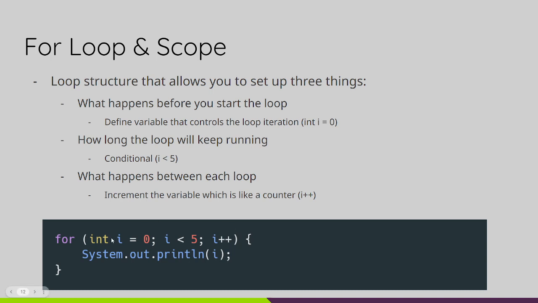So this runs before everything has happened. This runs once each time the loop is run, and this runs after the loop body gets run. So this will print out 0, 1, 2, 3, 4, and once it reaches 5, you're going to say, oh, 5 is not less than 5, so I'm going to stop doing this.